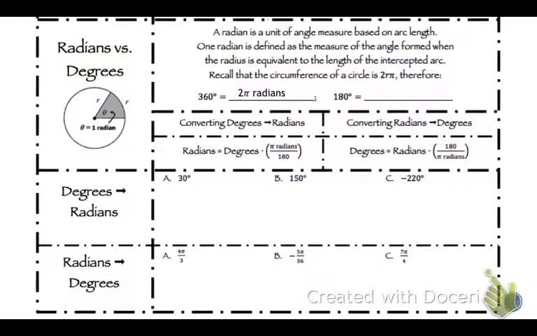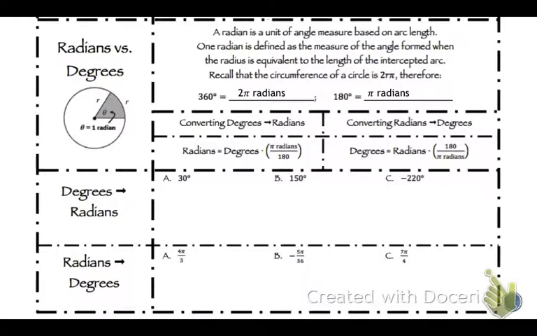So 180 degrees is pi radians, which means 360 degrees is 2 pi radians. And we need to be able to convert back and forth. So if we're converting from degrees to radians, we want to get that pi into our answer. So we're going to multiply by pi over 180. If you're converting from radians to degrees, we want the pi to cancel. So you multiply by 180 over pi so that those pi's end up canceling.